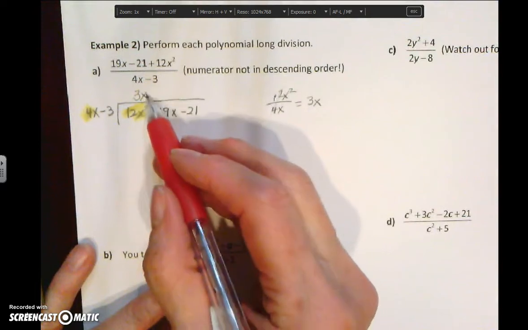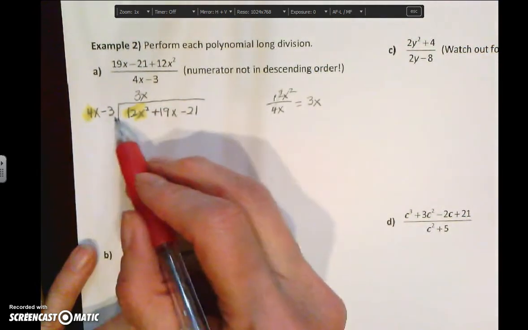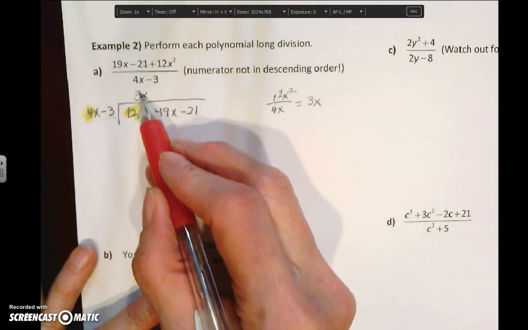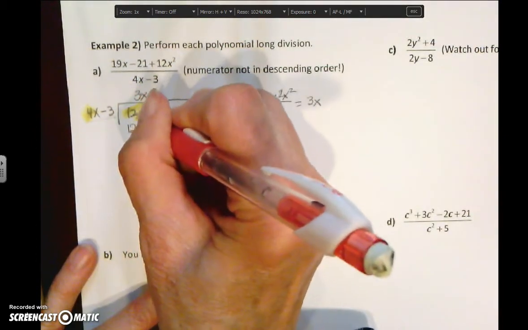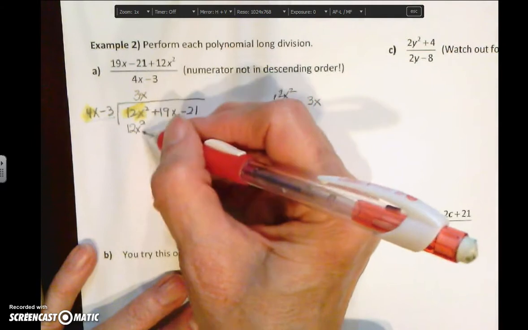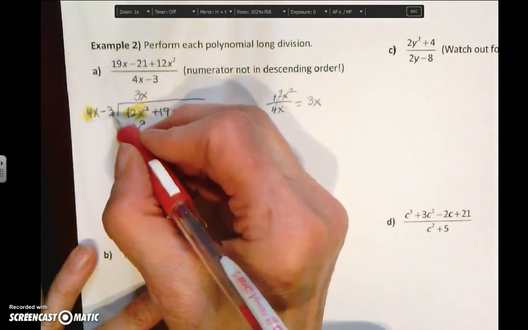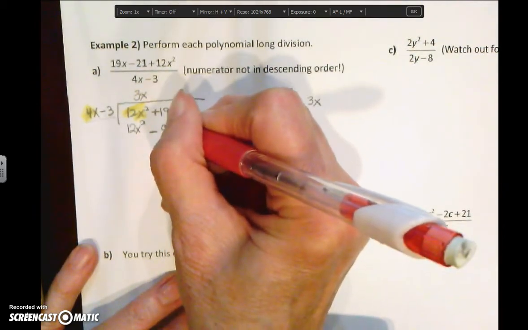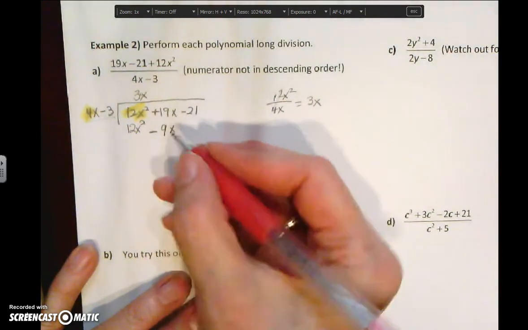All right, so the next step is I'm going to take that answer I just got times the entire divisor. So I'm going to say 3x, I'm going to distribute it, times 4x is going to give me 12x squared, and I'm going to line up those x squareds. Then I'll come back and say 3x times a negative 3 gives me a negative 9x. All right, so now I'm ready to subtract.